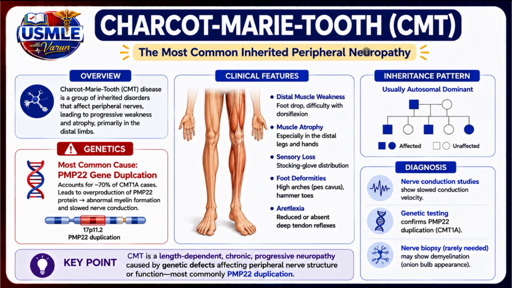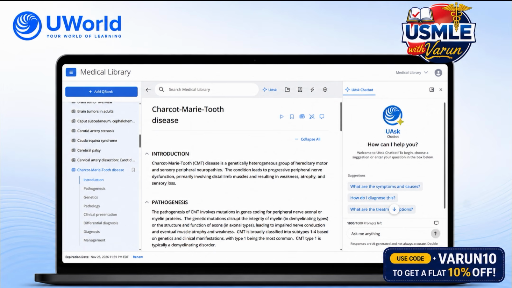Charcot-Marie-Tooth disease is the most common inherited peripheral neuropathy, and this usually follows an autosomal dominant pattern of inheritance. This is diagnosed by nerve conduction studies that show slowed conduction velocity. Genetic testing confirms PMP22 duplication, leading to the CMT1A subtype. Nerve biopsy is rarely needed, and on nerve biopsy, it may show demyelination with an onion bulb appearance.